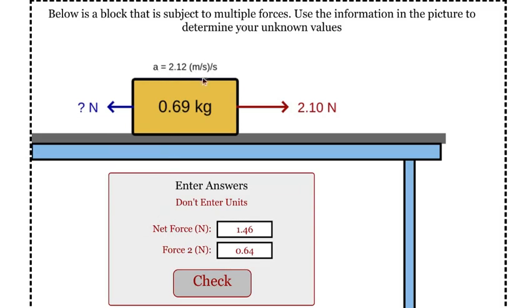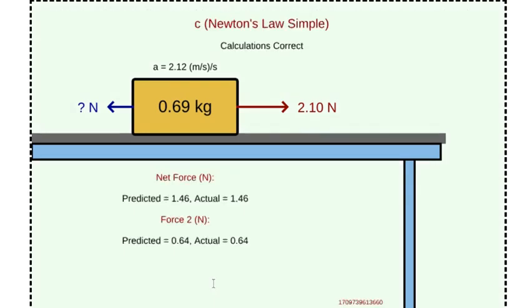All right, again, to review what's happening in this particular problem. I know the acceleration of the block, it's 2.12. The mass is 0.69. The net force is what's causing that acceleration. So I just got to do mass times acceleration to get the net force of 1.46. The net force is equal to the force on the right minus the force on the left. So 2.10 minus the net force is going to give me the missing force. Check our answers, and there you go.